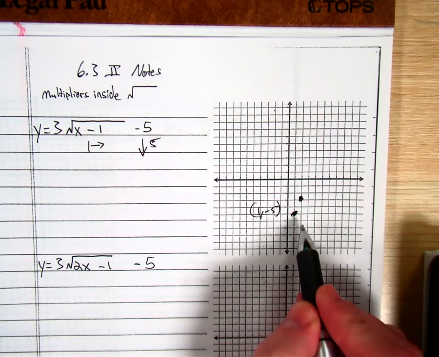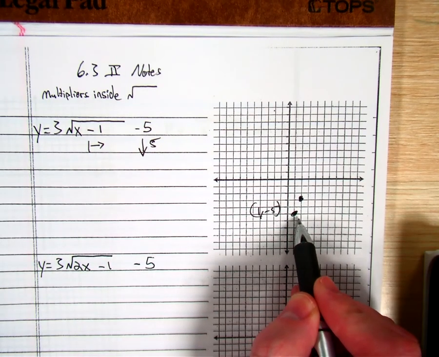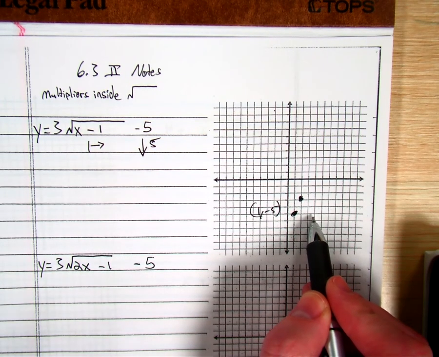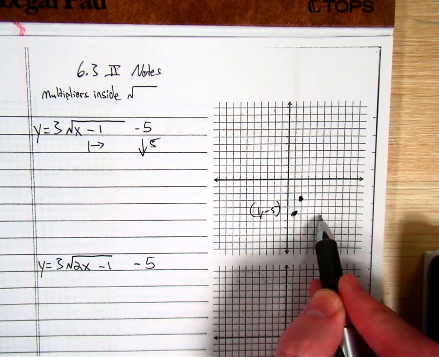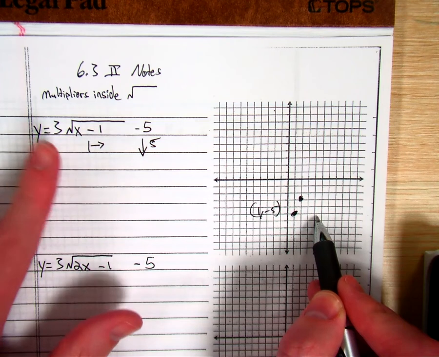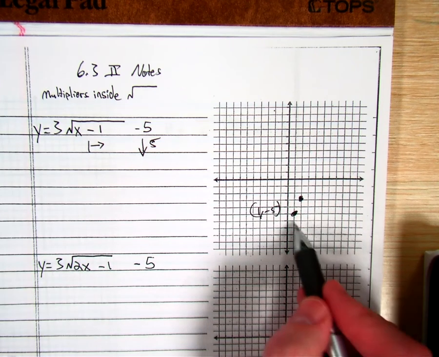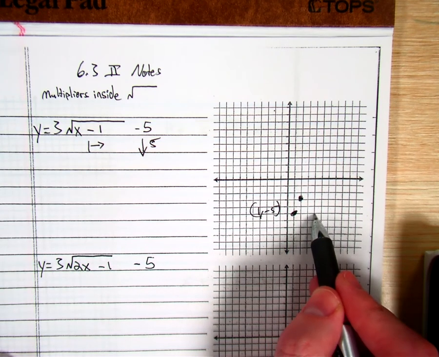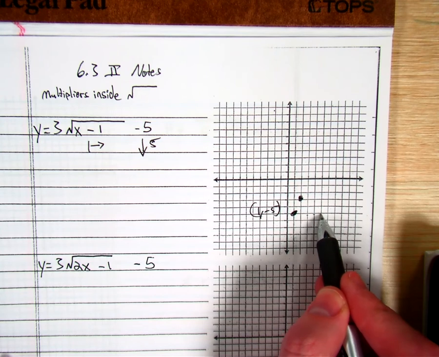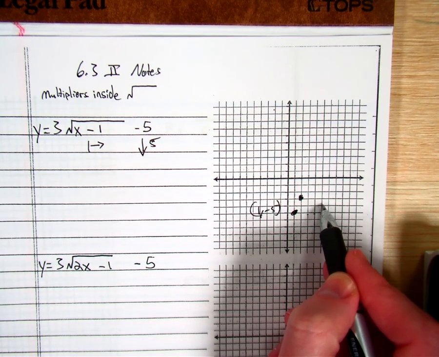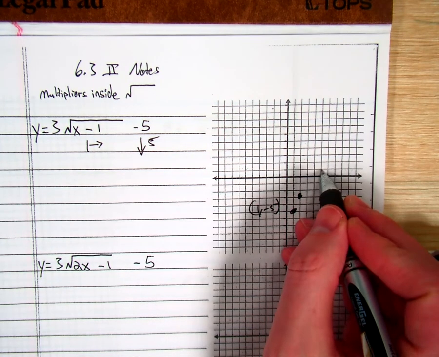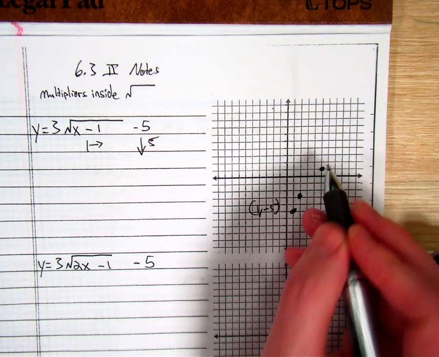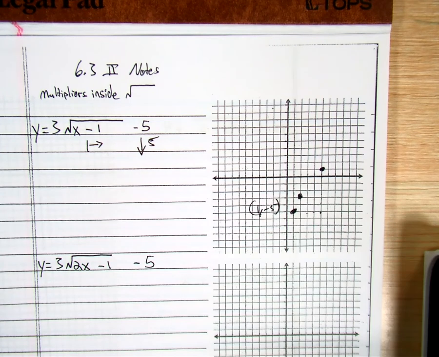Okay, next nice spot is over 4, because that's a nice perfect square, and the square root of 4 is 2. So if we go over 4, usually we go up 2. But again, we have times 3 affecting our vertical. So instead of 2, we're going to go up 2 times 3, which is 6. We're going to go up 3 times as much. 1, 2, 3, 4, 5, 6. Should be 1 above, right? Unless I miscounted this one. Okay.